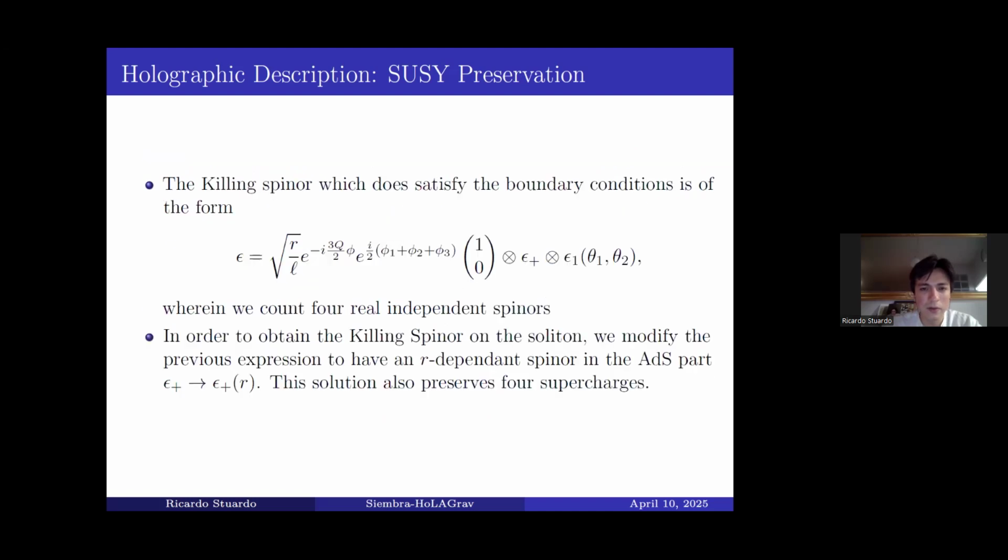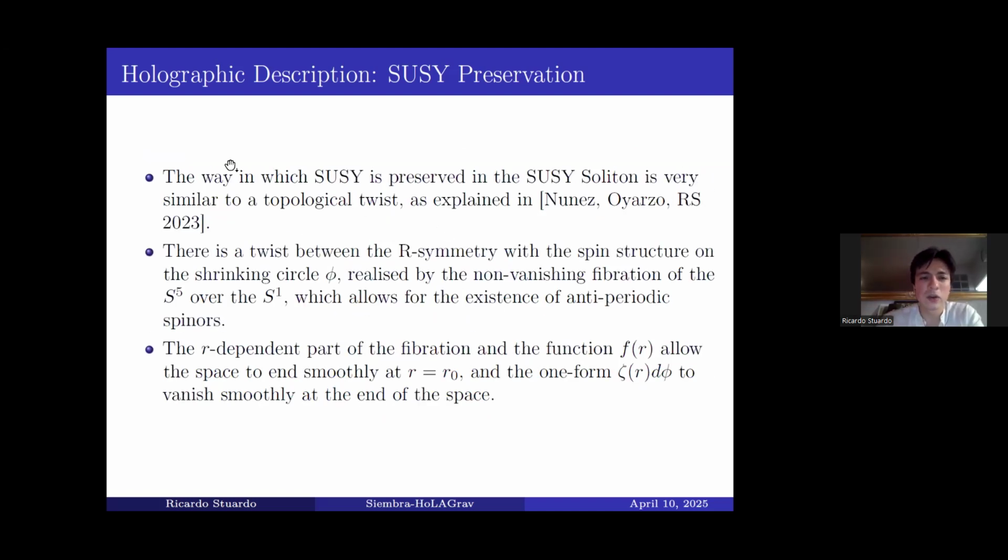So now I want to discuss some features of this. The way in which supersymmetry is preserved is very similar to what we call supersymmetric solitons, because that's the name they were given in the literature. It's very similar to a topological twist, as we explained with Carlos and Marcelo in one of our previous papers. Basically, the idea is that there is a mix or a twist between the R-symmetry, which in our case is the U(1)_R subgroup of the SO(6) symmetry of the sphere, with the spin structure of the circle, which is basically, in this case, the boundary conditions. So there is a mix between a global symmetry, which is the R-symmetry, and another global symmetry, which is the Poincaré symmetry along the circle. There is a mix of these two, and they compensate to preserve some amount of supersymmetry.